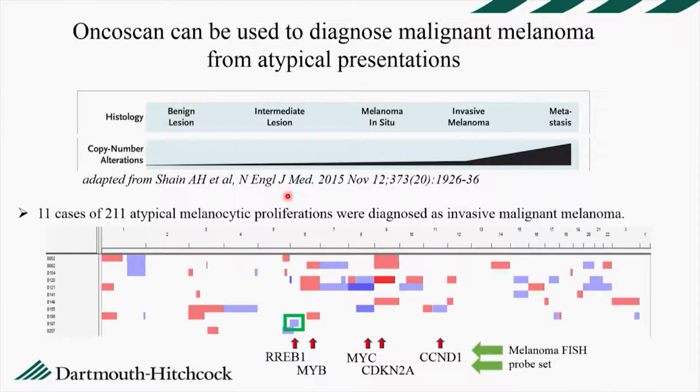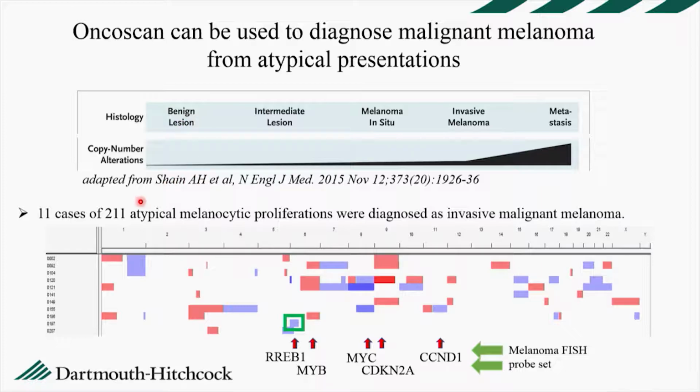So the first and perhaps most obvious use of Oncoscan I can talk about is its use in helping to identify malignant melanomas from atypical presentations. It's been published, and it's quite well known that most invasive melanomas have chromosomal copy number aberrations, frequently involving multiple chromosomes. And with rare exceptions, such anomalies are not found in the more benign melanocytic nevi.